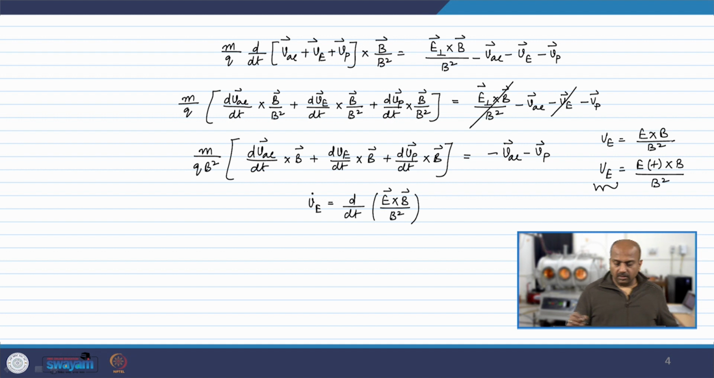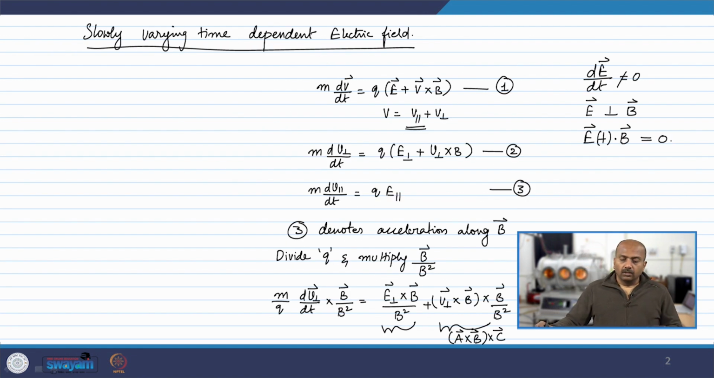Before we discuss this last formula, let us go back and just try to comprehend what we have done so far. We are considering a slowly varying time dependent electric field. We started with the basic Lorentz force equation. We decomposed it into two equations, one for the perpendicular component and another for the parallel component. And we performed a simple operation of dividing this equation by the charge and multiplying with B by B square.